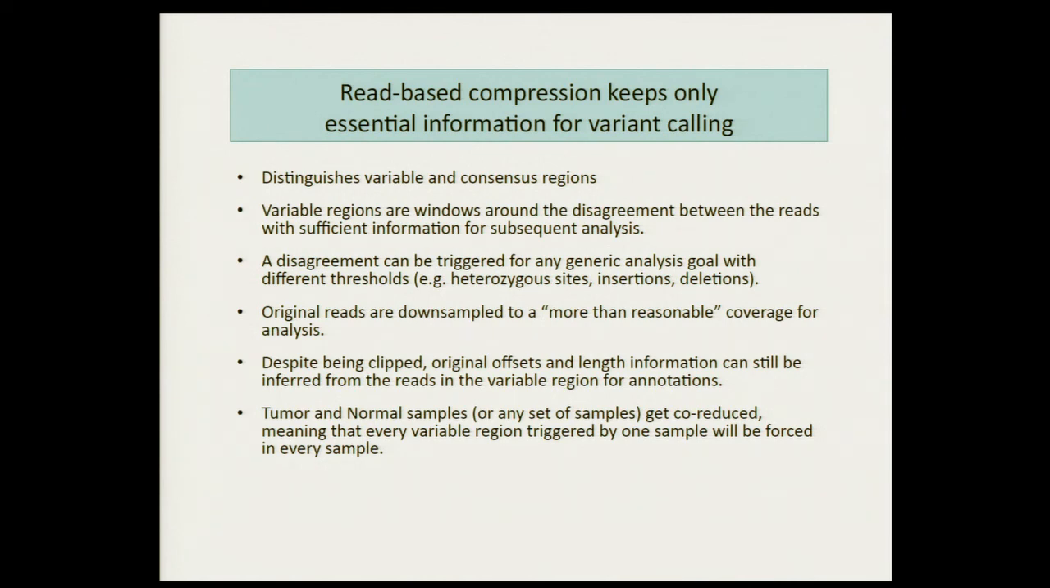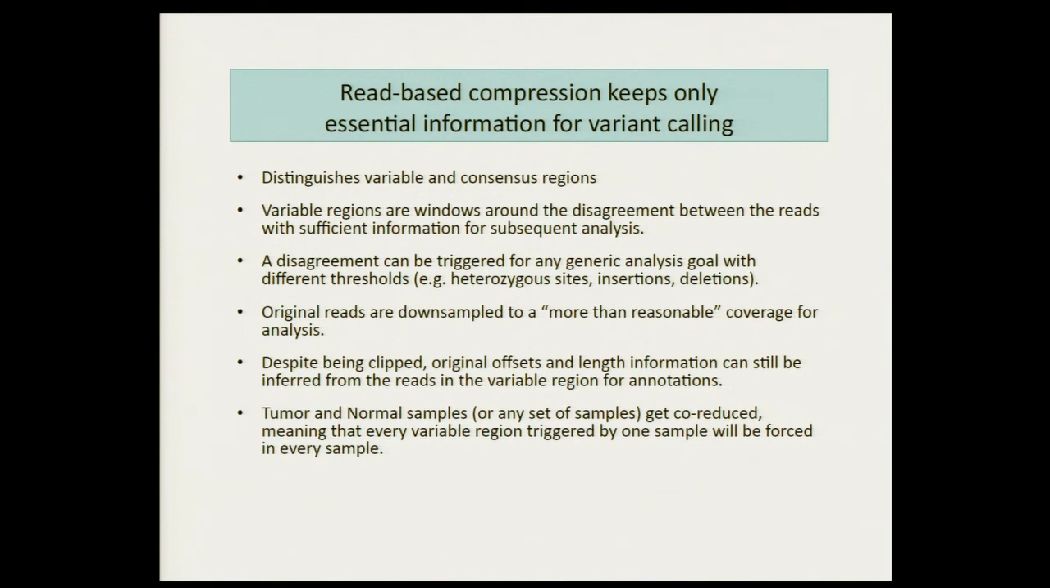For example, the simplest example is a SNP. If you're looking for SNPs only, then you can just say, well, a variable region is a region where at a site I have more than one nucleotide representing it. If there is more than one, do not touch that region. I need more information to decide what's going on there. So that's a very simple trigger.